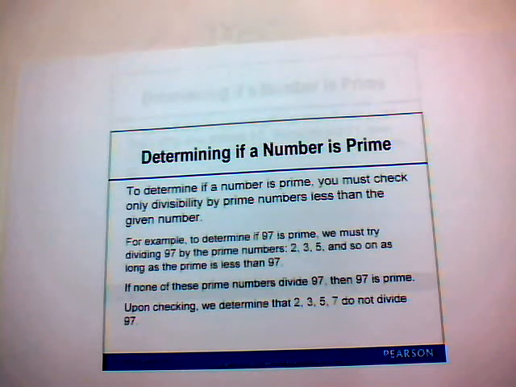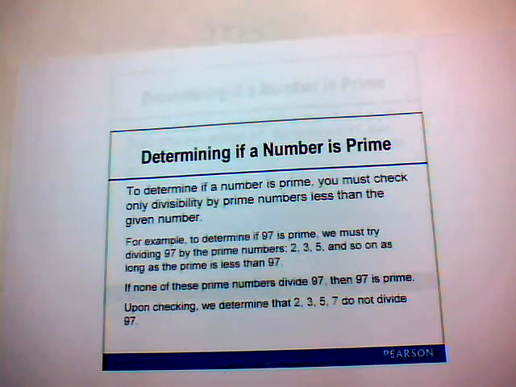Now, we want to determine if a number is prime. There is a way that we can do that. And that is, we must check only divisibility by prime numbers less than the given number. For example, to determine if 97 is prime, we must try dividing 97 by the prime numbers 2, 3, 5, and so on, as long as the prime is less than 97. If none of these prime numbers divide 97, then we can say 97 is prime.